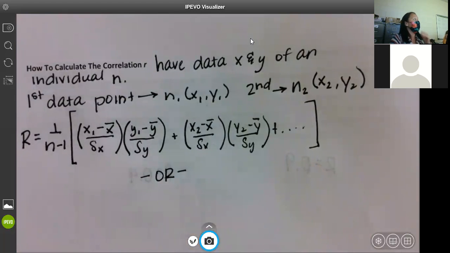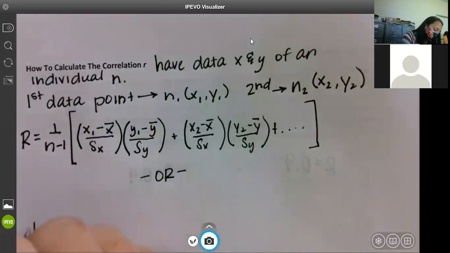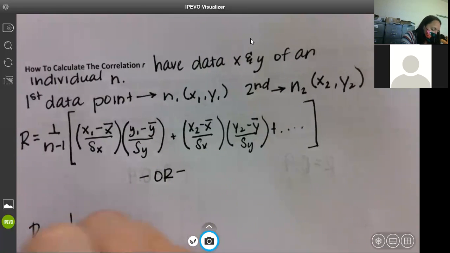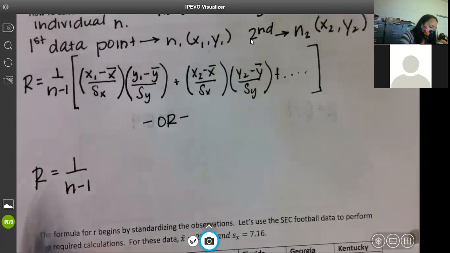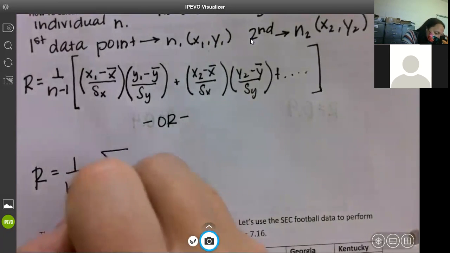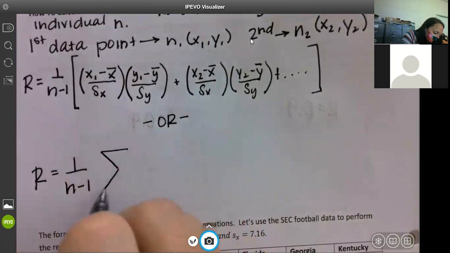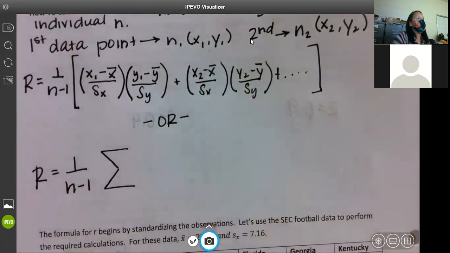All right. So on your formula sheets that you have that I've put on Canvas now, this is the formula that you'll see. 1 over N minus 1. Epsilon, which means what? Summation. You're going to add them.